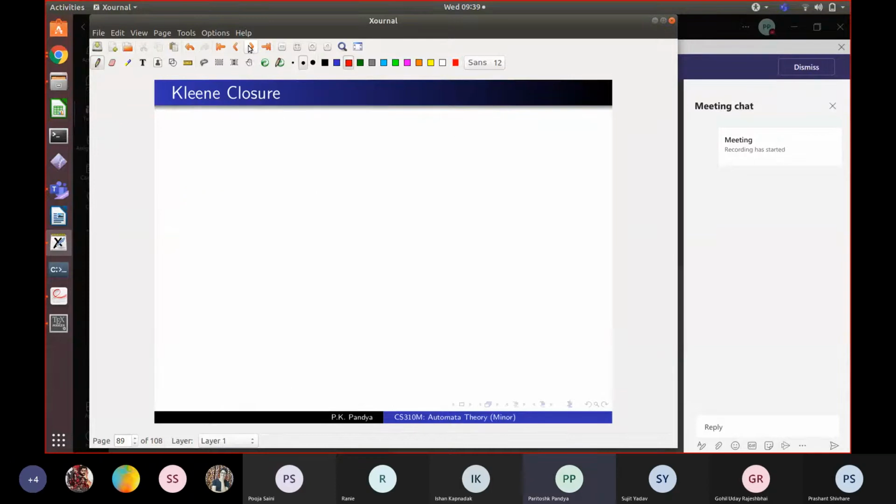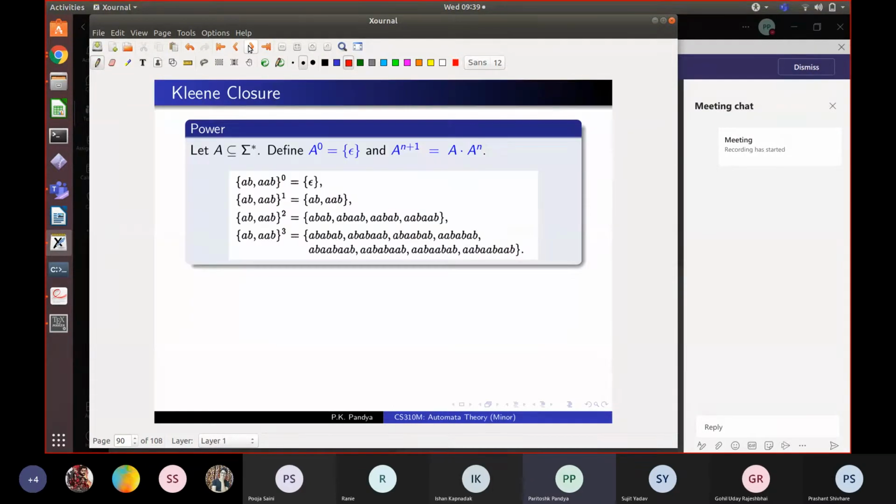Okay, so we'll go ahead. Then we introduced a very important operation called Kleene closure, and for that we defined the notion of power of a language. Given a language A over alphabet sigma, we defined A to the power 0 as the set containing only the empty word epsilon. Remember, this is not the same as the empty set phi, right? This set contains one word, which is the empty word, whereas this set contains no word inside it, right?